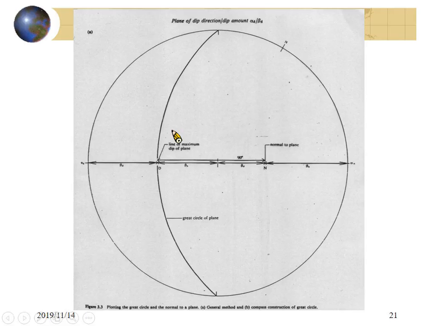So this will be the normal vector of a plane. If you have a plane like this, then here will be your normal vector. You will show the normal vector instead of showing the great circle if you have a lot. Understand?